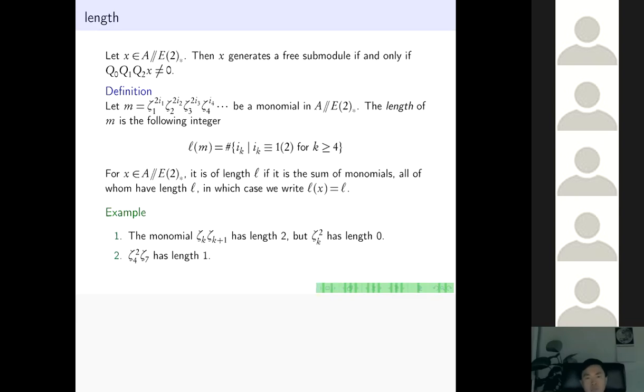As some examples, zeta k plus 1 has length 2 because both of the generators there have exponent 1. On the other hand, zeta k squared has length 0 because 2 is an even number. Another example is zeta 4 squared zeta 7. This has length 1 because the exponent for zeta 4 is 2, which is even, but the exponent for zeta 7 is 1, which is odd. Okay.